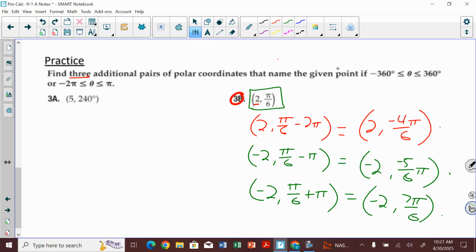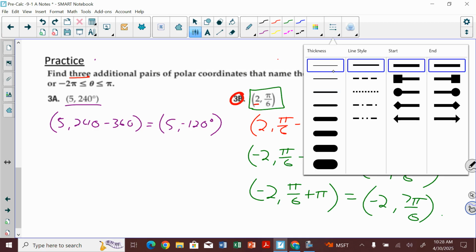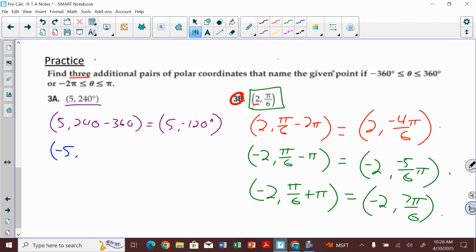Okay, so let's go back to 3a, because 3a has one where you kind of have to use what we did in 3b to get it. So again, I take this initial point, 5 comma 240, and I add or subtract 360. In this case, I'm going to subtract 360, and I get 5 comma negative 120. Okay, so now let's use that negative 5 idea. I'll change colors here just for the point of doing negative. If I use negative 5 instead, then I'm going to add or subtract 180. So 240 minus 180 gives me negative 5 comma 60 at the same point.